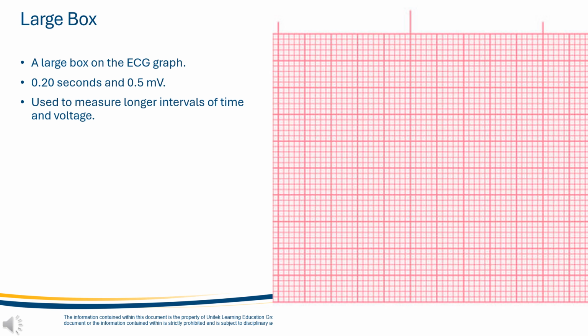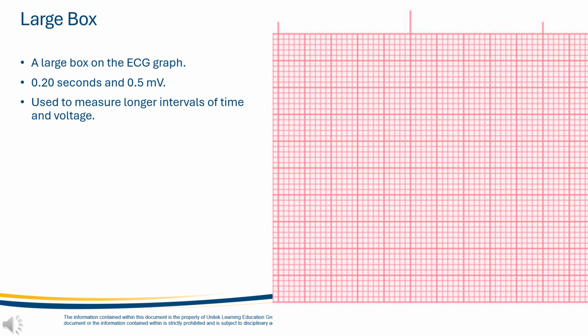If we have a series of events on the ECG that spans 5 large boxes, we know that this activity took place over 1 second because 5 large boxes times 0.2 seconds each equals 1 second. Also, if we're going on the y-axis, each large box represents 0.5 millivolts, and this helps us to determine the amplitude of the electrical activity. If the height of a wave spans 2 large boxes on the y-axis, we can interpret that the voltage is 1 millivolt because 2 large boxes times 0.5 millivolts each equals 1 millivolt.